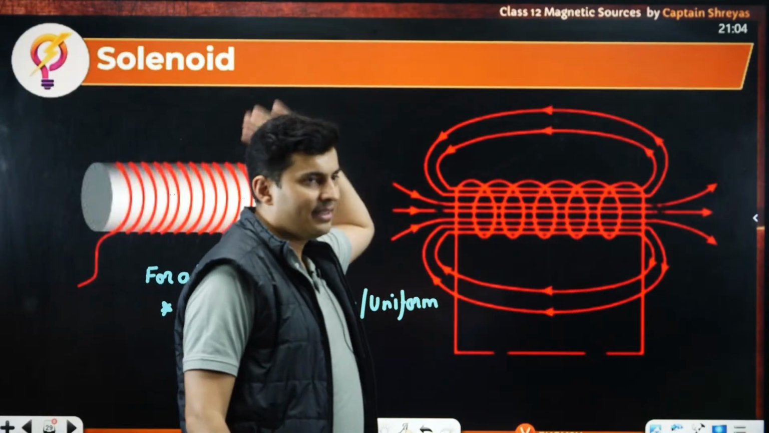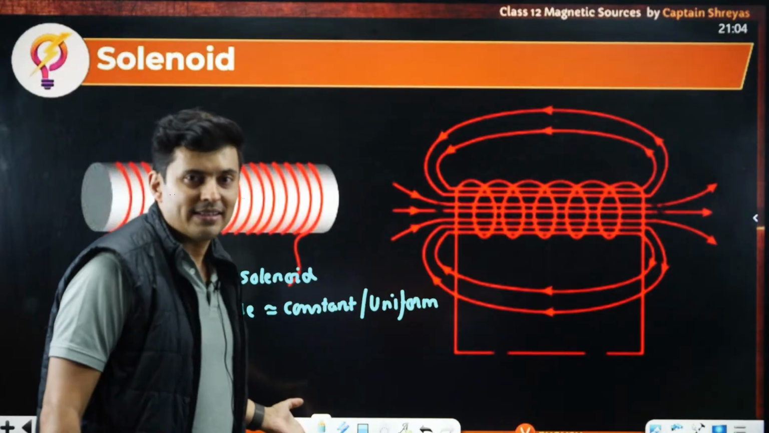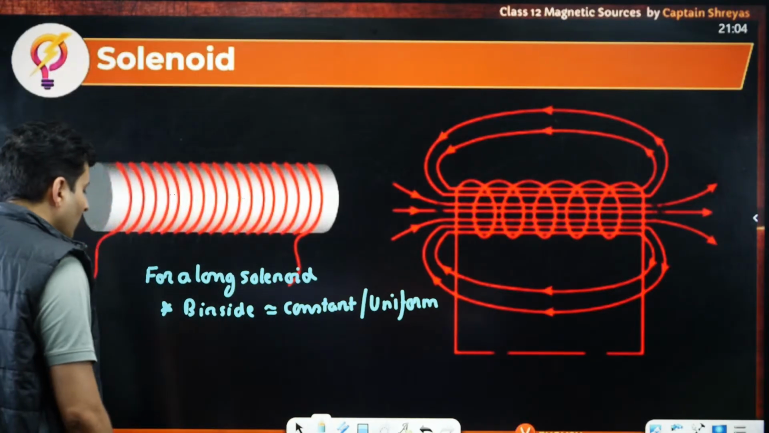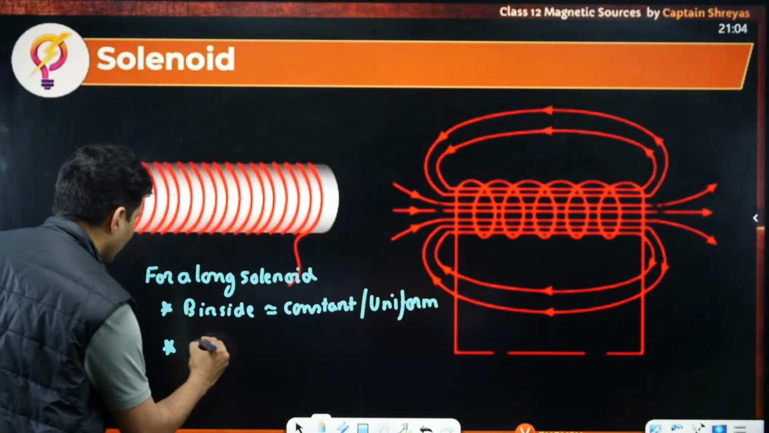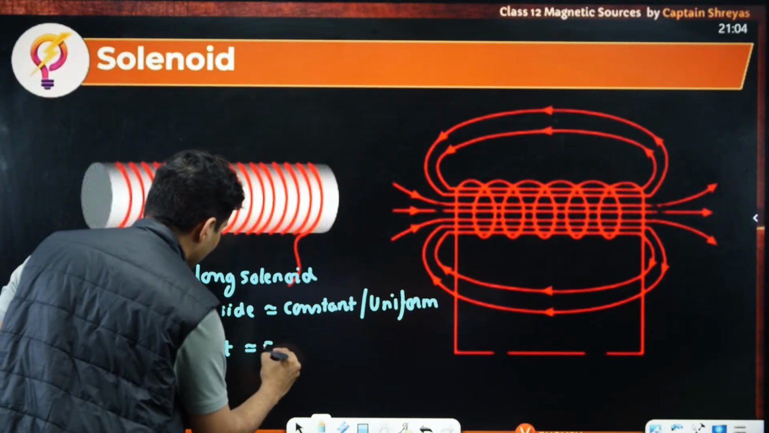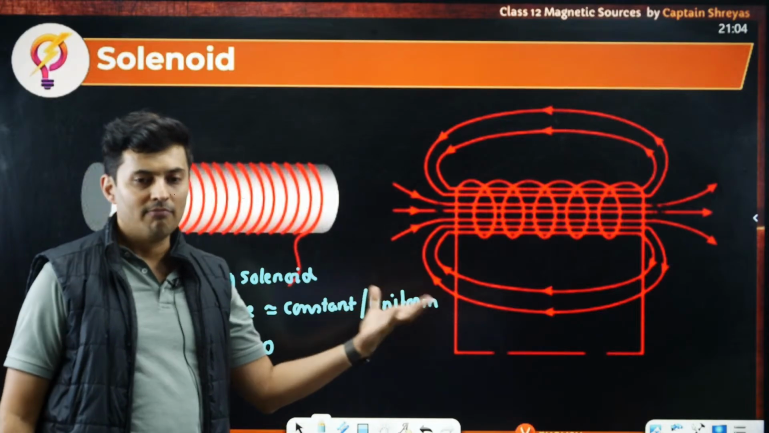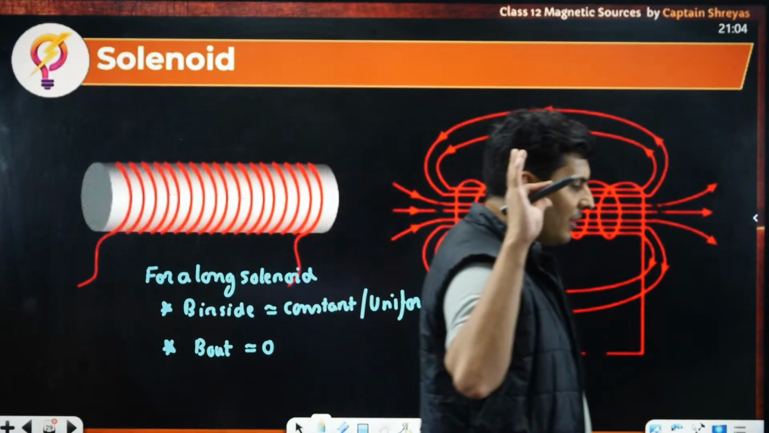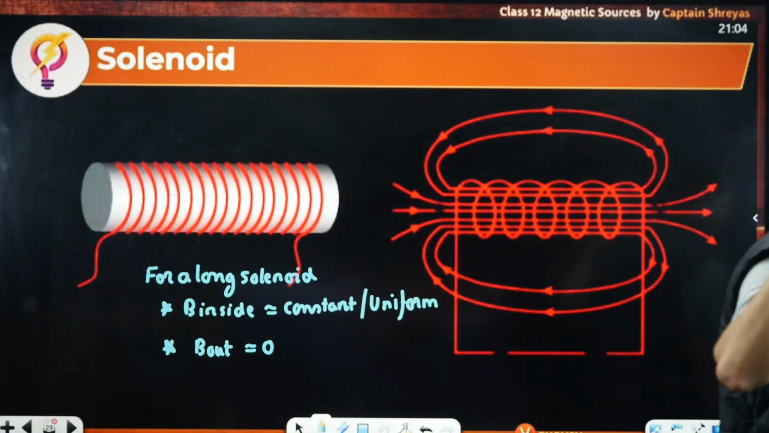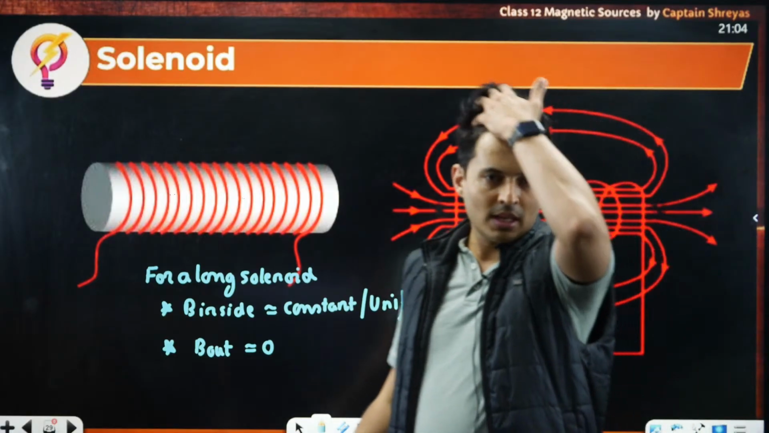As you can see, the field lines get scattered everywhere in the infinite volume of space. So outside, you will see the magnetic field is 0. Magnetic field outside a long solenoid is 0. This is very, very important. Everyone with me? This is very, very important, guys. Clear? Understood? Can we move ahead?